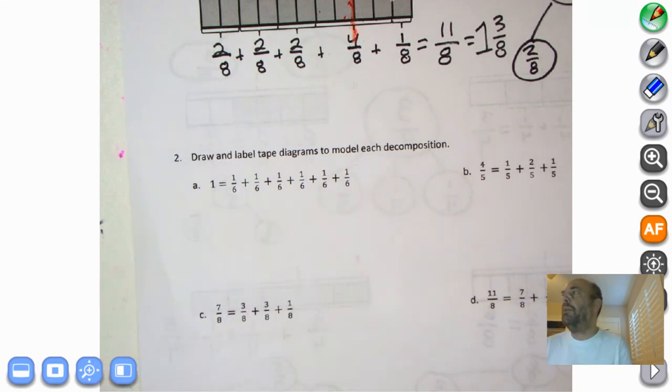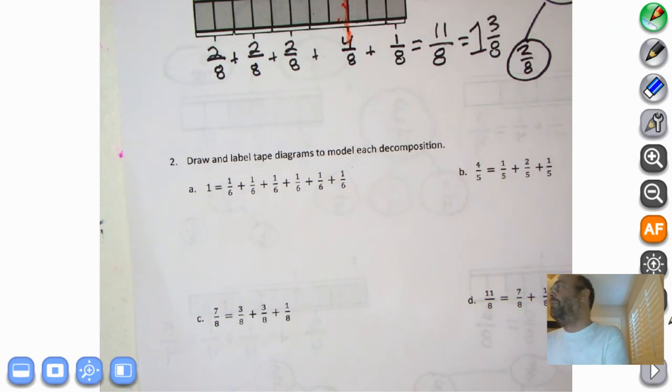Draw and label. You know what? We're going to take a little break here, and we're going to do a part 3.